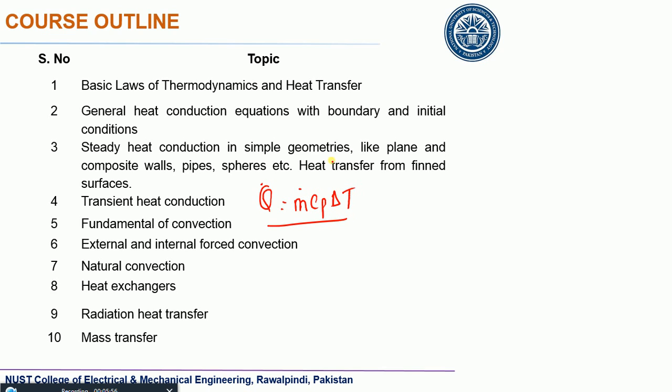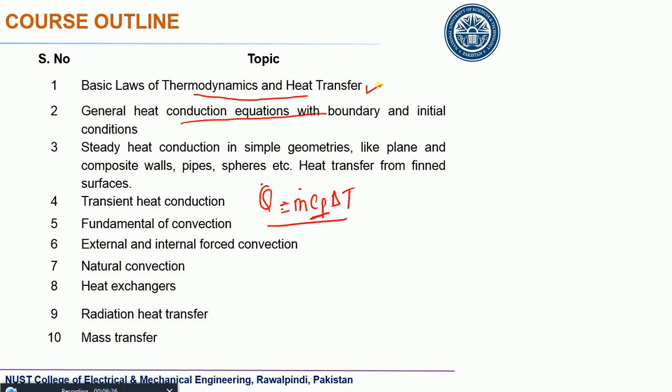So you know what is Cp, you know where it can be used, you know what is Cv, what is the difference between specific heat at constant pressure and specific heat at constant volume, what is enthalpy, all that kind of stuff, you should know it. If you forget, please go back and grab a book on thermodynamics and read it very carefully. After this, we would move on to the general heat conduction equation with boundary and initial conditions.